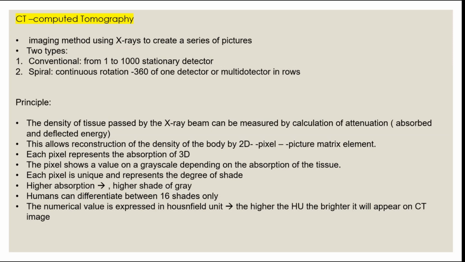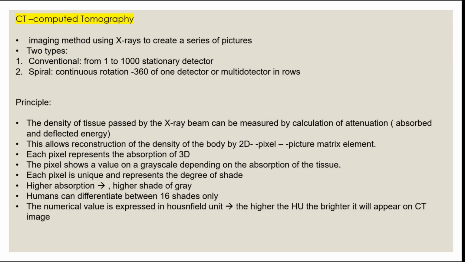Each pixel has a unique shade of gray. If we have high absorption, we'll have a higher shade of gray. Us as humans, we only see 16 shades of gray, but there are thousands of shades. We express it as a Hounsfield unit. If the Hounsfield unit is higher, the brighter it will appear on the CT image.